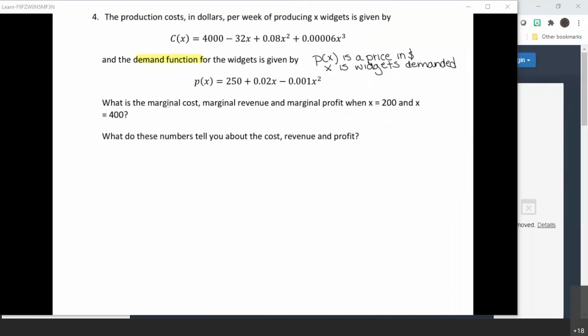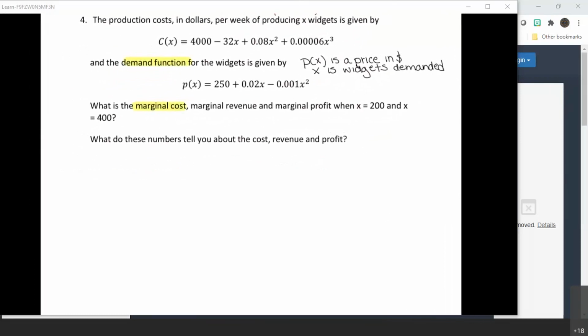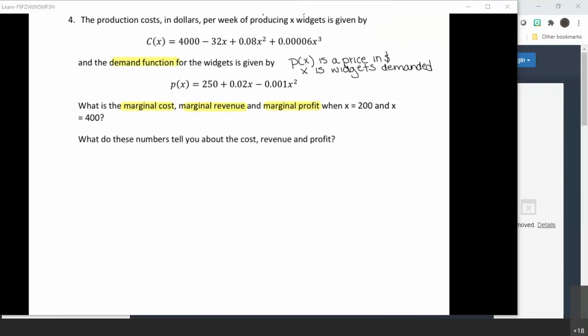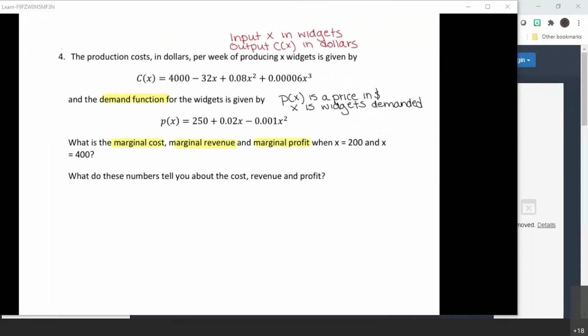Look at what they're asking you for now. Marginal cost, okay, we kind of know how to do that. We just take the derivative of the cost function. But then they're asking for marginal revenue and marginal profit. I'm pretty sure I can do the cost part right away: I just differentiate costs, plug in 200 and 400 into my cost derivative. But I need to know about revenue.